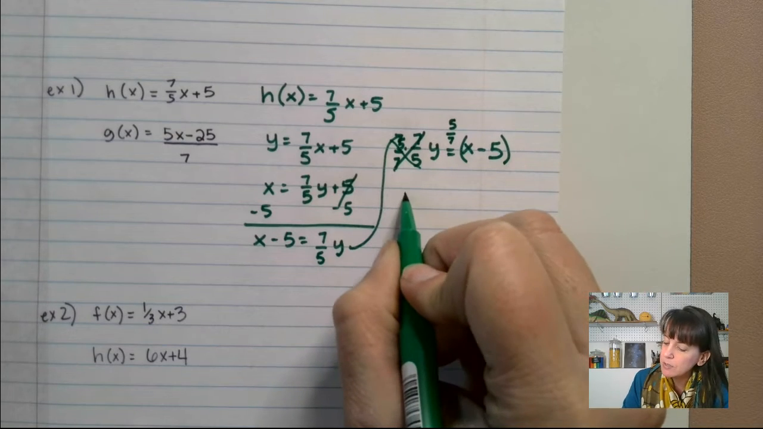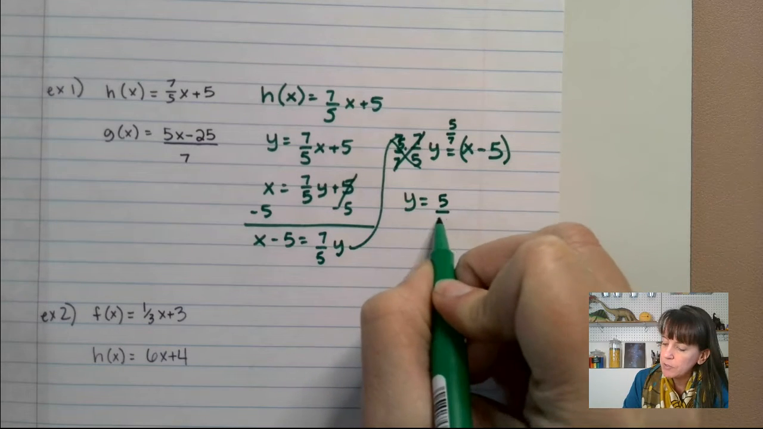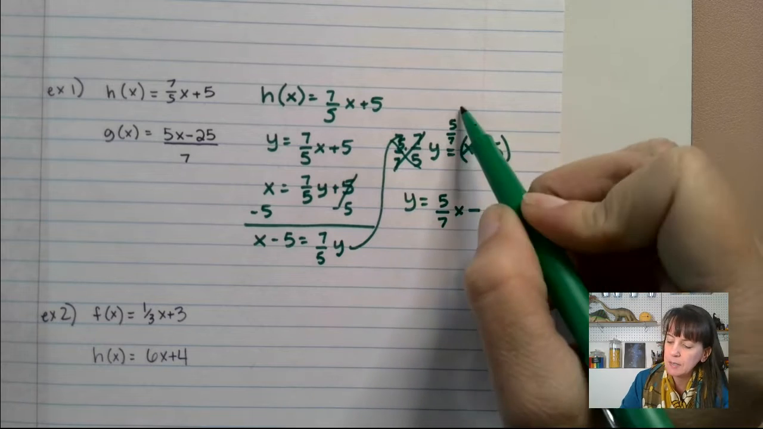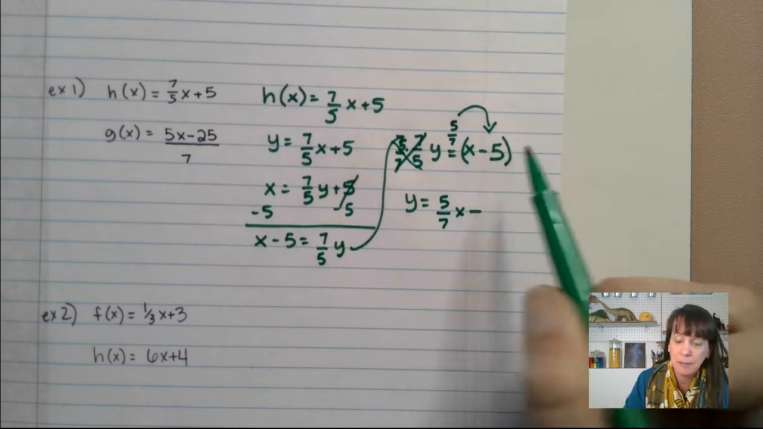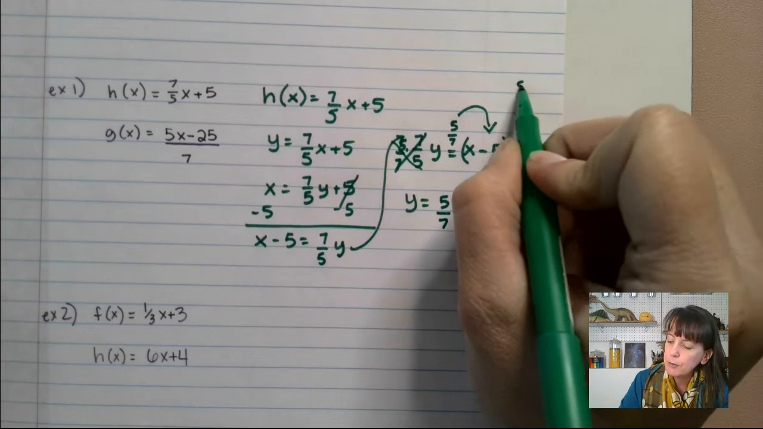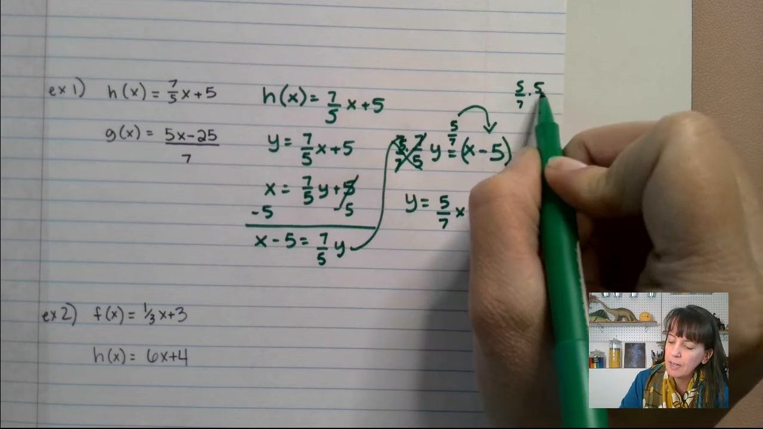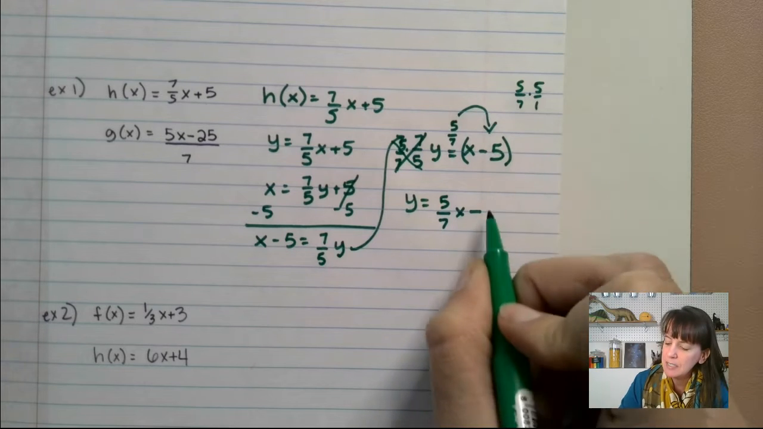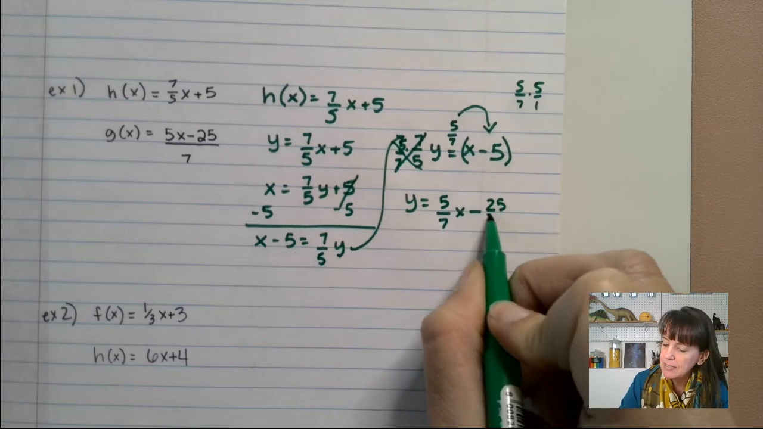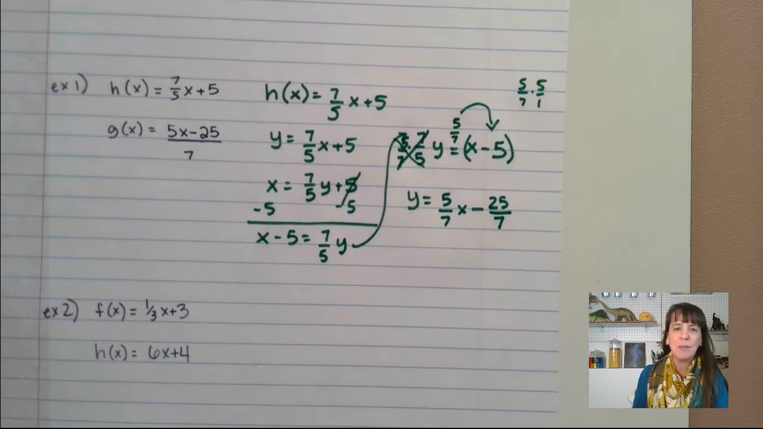So now what I have is y equals 5 over 7x minus, a little bit of side work here. If we do 5 sevenths times negative 5, it's going to be a negative. So 5 over 7 times 5 over 1. I didn't leave myself enough room there, but you can see 5 times 5 is 25, and this is over 7. Okay, so this is my answer.